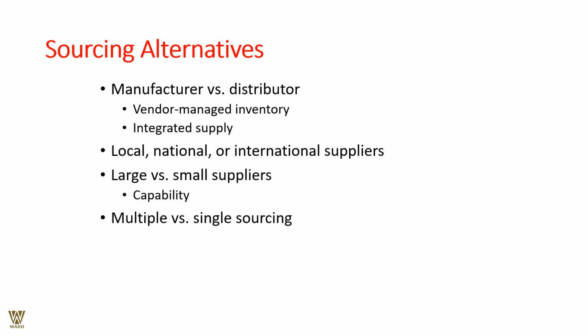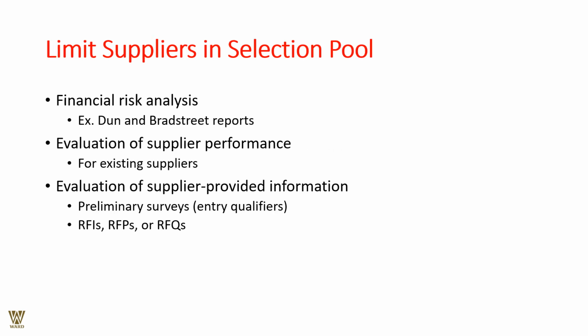Sourcing alternatives are all about manufacturer versus distributor. Whether you want to go for vendor managed inventory or an integrated supplier, local, national, or international suppliers, large versus small supplier capability, multiple versus single sourcing capabilities, limiting suppliers in the selection pool. Financial risk analysis is all we are talking about: the Dun and Bradstreet reports, evaluation of supplier performance for existing suppliers, evaluation of supplier-provided information as preliminary surveys.